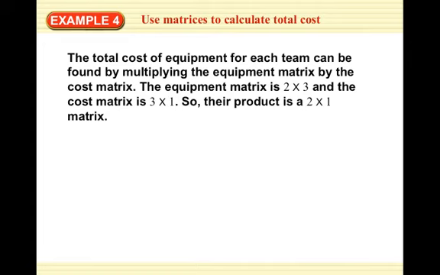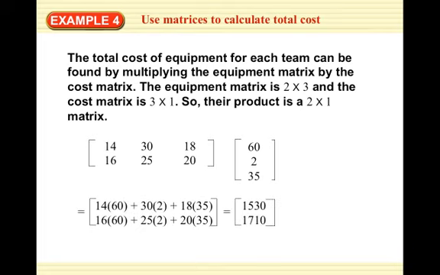First, let's check the dimensions. The total cost of equipment for each team can be found by multiplying the equipment matrix by the cost matrix. The equipment matrix is 2 by 3 and the cost matrix is 3 by 1. Those threes match up, so their product is a 2 by 1 matrix. Okay, so here we've got our equipment matrix times our cost matrix.